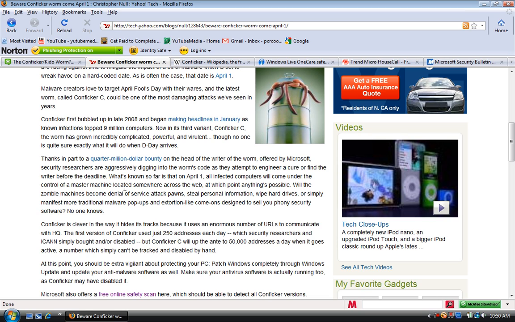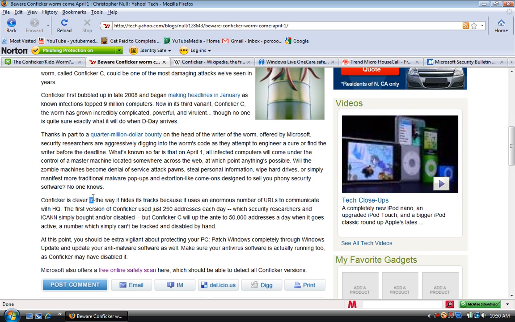But they say right here, all infected computers will come under the control of a master machine located somewhere across the web, which the creator of this worm owns. Anything's possible. They don't know, though, what it's going to do, whether it'll do denial of service, steal personal information, wipe hard drives, or simply spread more malware, or sell you phony security, or it could just be a prank. It's not going to do anything.